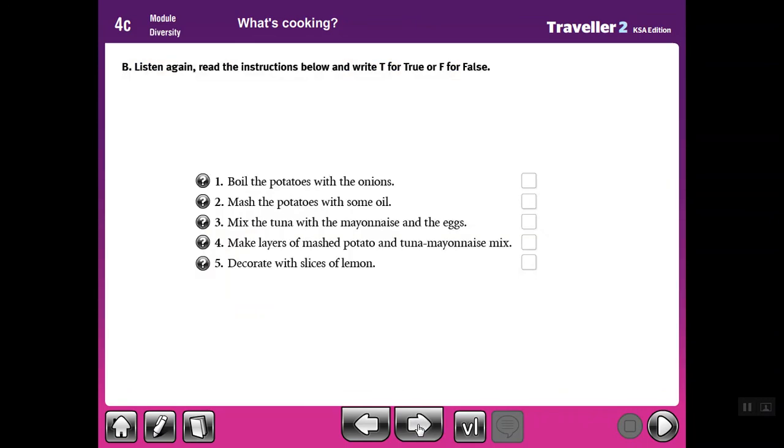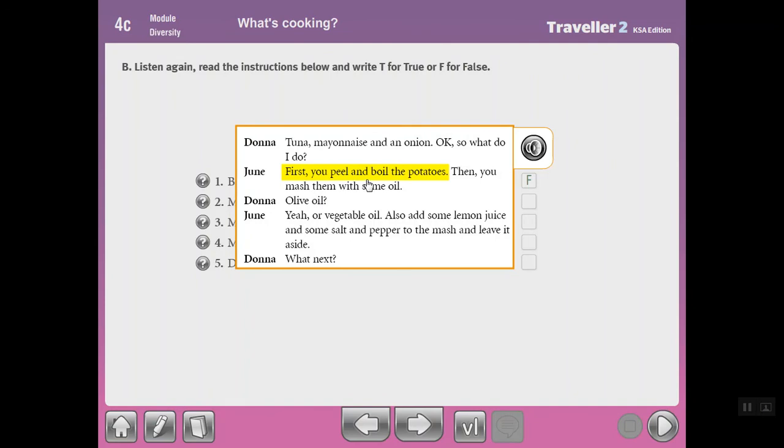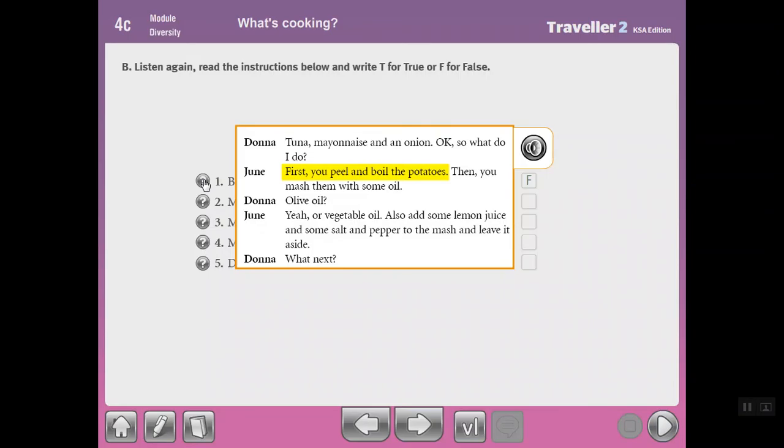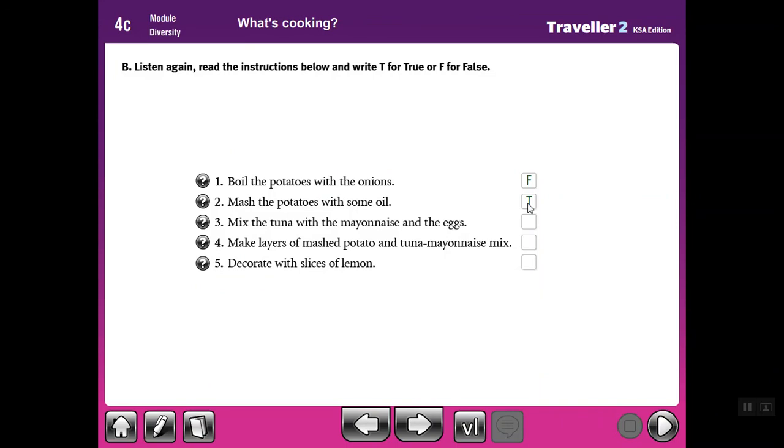Exercise B. True and false. Number 1 is false. Why is it false? Because first you peel and boil the potatoes, okay? But here, it says boil the potatoes with the onions. No. First, you peel and boil the potatoes, not with onions, okay? Right. Number 2 is true. Mash the potatoes with some oil, okay? 3, false. 4, true. 5, false. Okay, these are the answers of exercise A and B, okay?